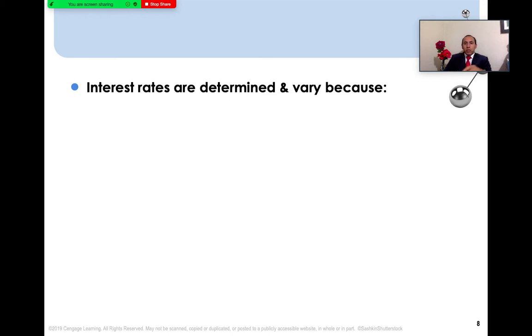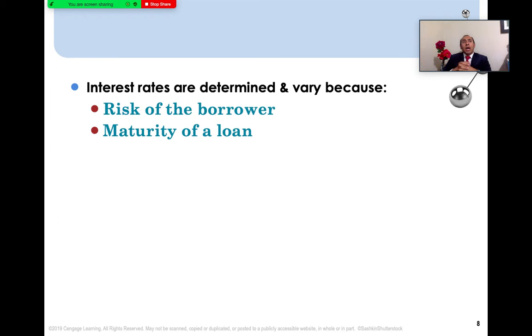So interest rates are determined by several factors, and they vary for various reasons. Often, the borrower could be highly risky, so the lender may be willing to offer the funds only at a higher rate. If the loan matures at a later date or at a shorter date, the interest rate will be different. The maturity of the loan, if it's a really long time frame, may have a different interest rate. If it's a short-term loan, it could have a different rate. So the interest rates could vary depending on the situation.